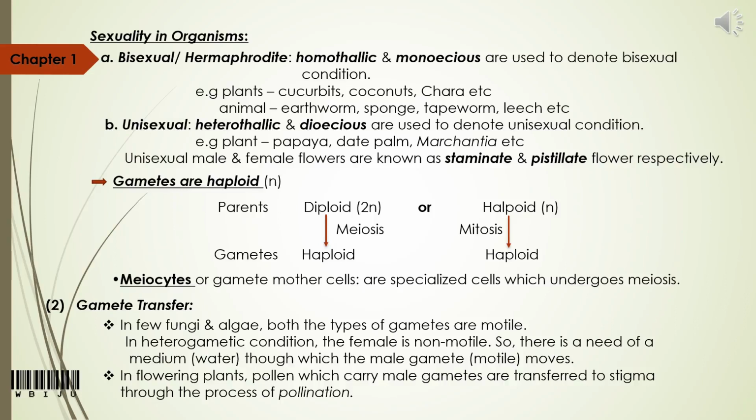Okay, so when we come to lower organism, there is no difference in structure and function of the gamete, and these gametes may belong to the same parent. In that condition, the organism can be called homotelic. And when these gametes are present in different parents, you can call it heterotelic.